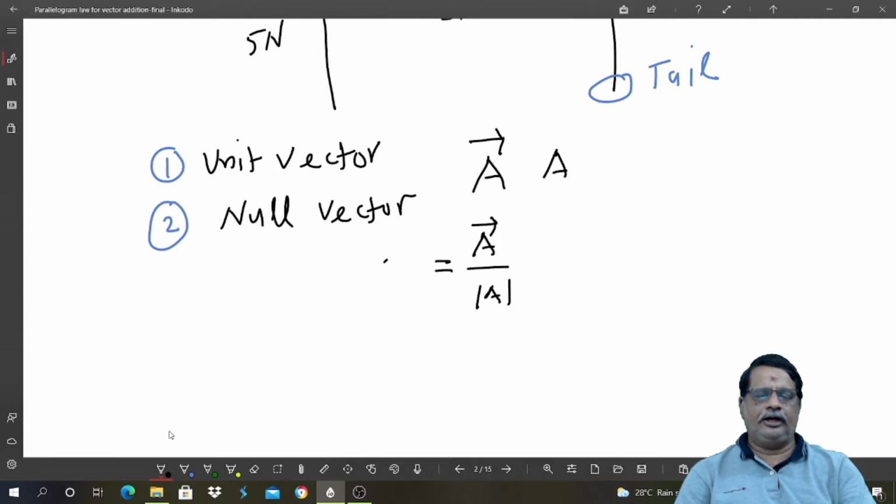Then what you get will be the unit vector of A, represented by a cap. This is called A cap. A cap means unit vector of A. So how to get the unit vector of a vector? Divide that vector with its modulus or magnitude. Then you will get a new vector whose magnitude is unity, but the direction is the same as that of the original vector.